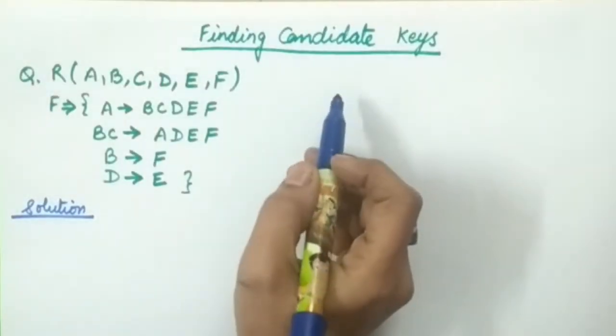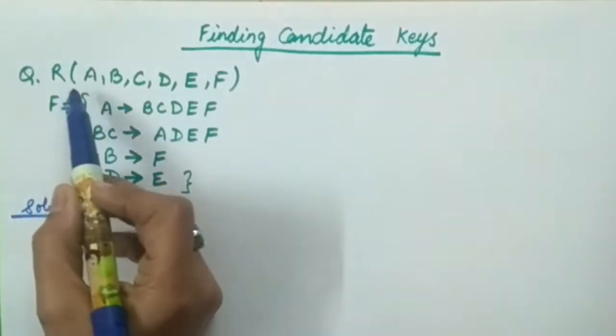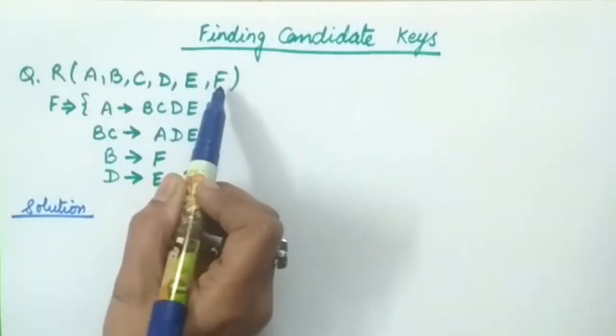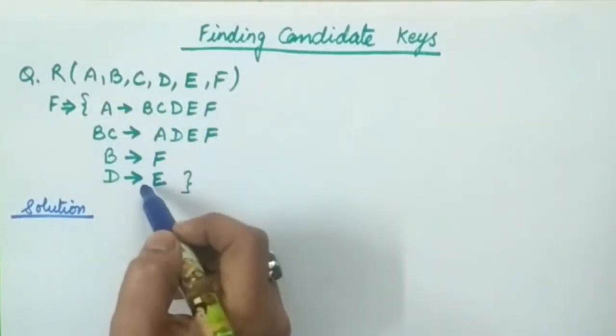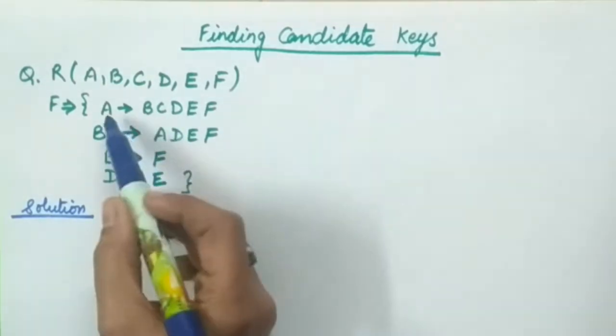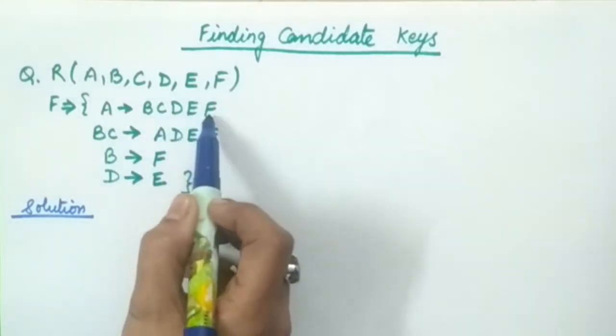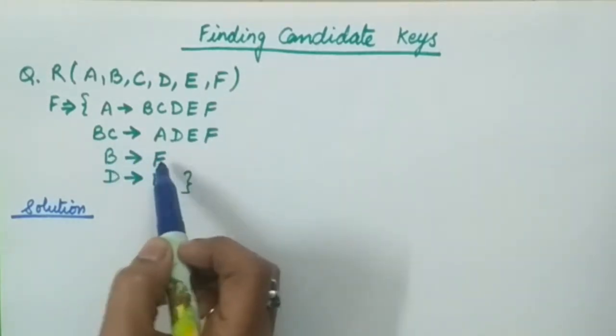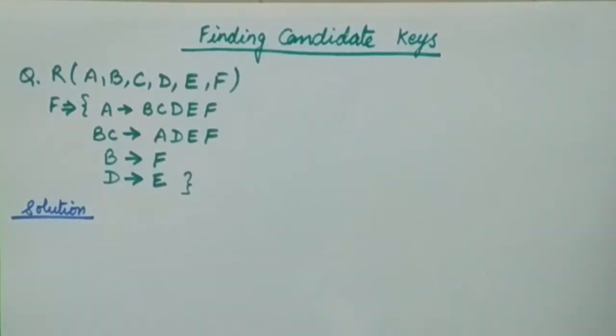So let's find the candidate keys in a relation. In the question, there is a relation R with 6 attributes A, B, C, D, E, F. And there are 4 functional dependencies. A determines B, C, D, E, F. B, C determines A, D, E, F. B determines F, and D determines E.